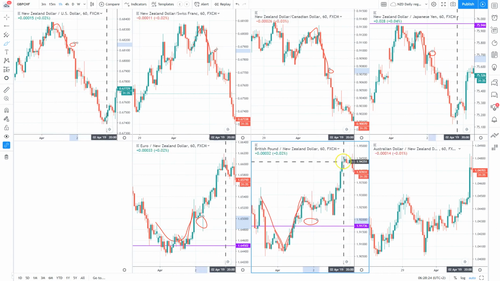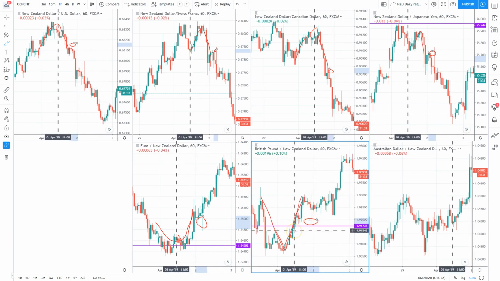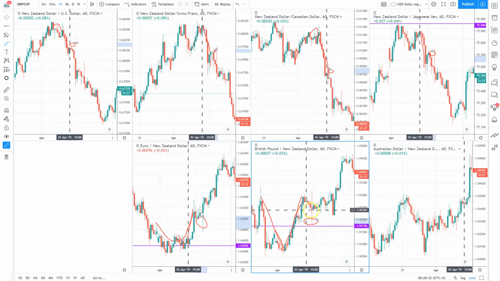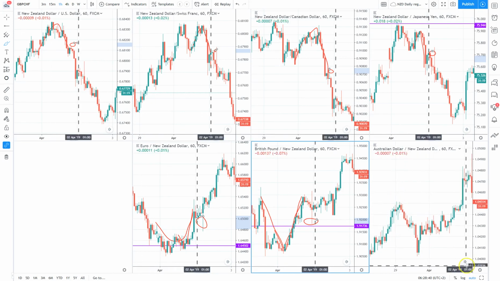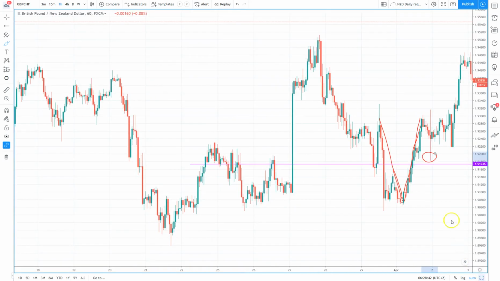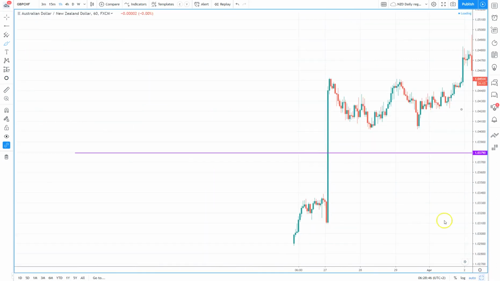Still works though, still goes higher, but that spike will scare people. The fact that it goes below the guy that started it will scare people, and then if you enter somewhere here and this happens, that will definitely scare some people too. Maybe even stop you out at break even. Okay, and then finally, Australian dollar. Oh, that's the wrong one. Australian dollar, New Zealand dollar.